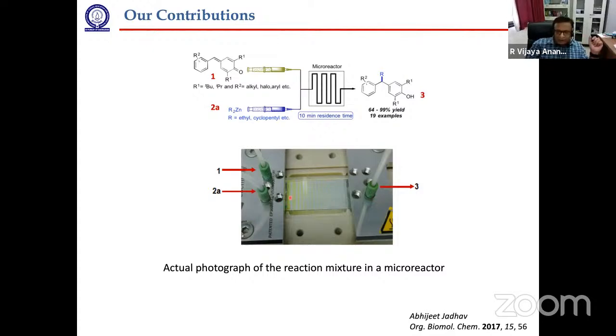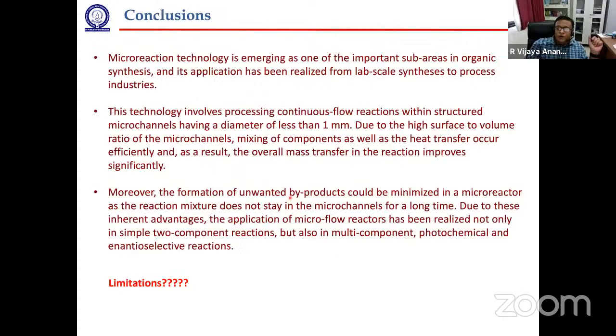All right. So now I would like to conclude my talk. Microreaction technology is, as I told you before, an emerging technology, and it has already been realized at lab scale and also in process industries to some extent. This technology involves processing continuous flow reactions within structured microchannels having a diameter of less than 1 millimeter. Due to this, we have a high surface to volume ratio in microchannels, which results in excellent heat and mass transfer.